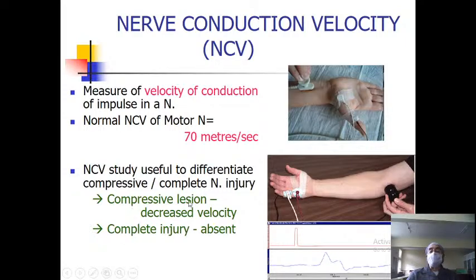And if it is a compressive lesion, then it's a neuropraxia, with decreased velocity. It may not be 70 meters per second. It may be around 50 meters per second. But if it is a cut, it's 0. So by that measurement, you know whether it is complete or incomplete, or there is a compression.